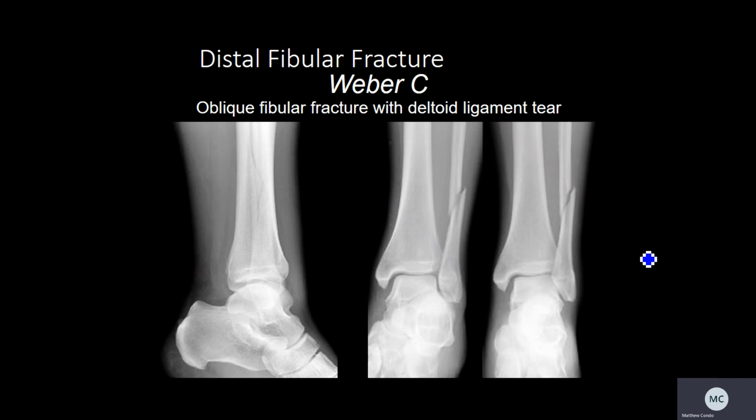Another great example of type C Weber fractures here. This actually had a deltoid ligament tear in addition. And how we know that is because I can see increased spacing between the medial malleolus and the talus, right in there.